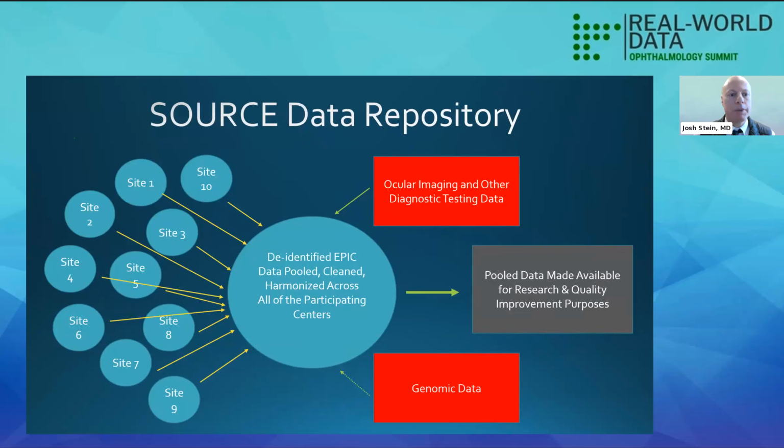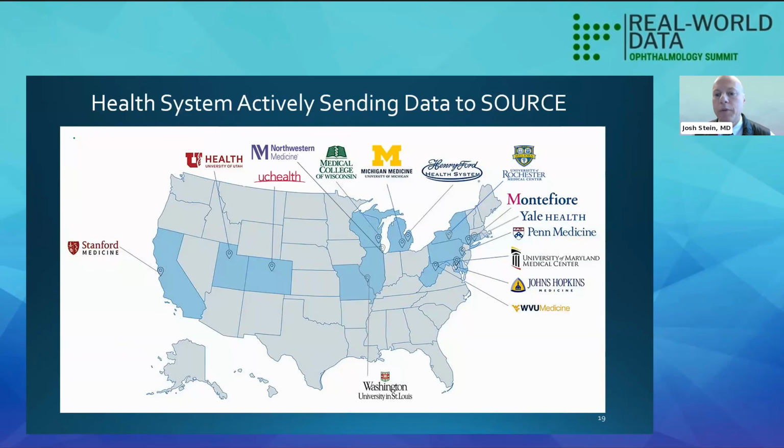Once we successfully pulled all the data from our site, we've been sharing our scripts with other large academic centers and helping them pull their data, and sites are de-identifying their data and sending it into our data office where we clean the data, harmonize the data. We're able to link in metadata from ocular imaging and diagnostic tests. In the future, we hope to add in genomic data and create a pooled resource that researchers at each of the participating sites can use for research and quality improvement projects. Presently, we have over a dozen academic centers that are involved in the consortium.